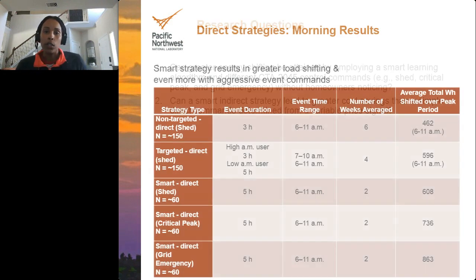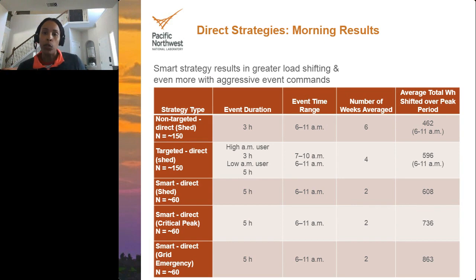So here are the results for the direct strategies. We split it into morning results and afternoon results. We considered a peak period of 6 a.m. to 11 a.m. for the morning, and a peak period of 5 p.m. to 10 p.m. for the afternoon. This table summarizes the results for the non-targeted direct approach using simple shed commands, the targeted approach using the simple shed commands, and then the smart approaches with the more aggressive critical peak and grid emergency commands. And you can see in each study how many water heaters were included.